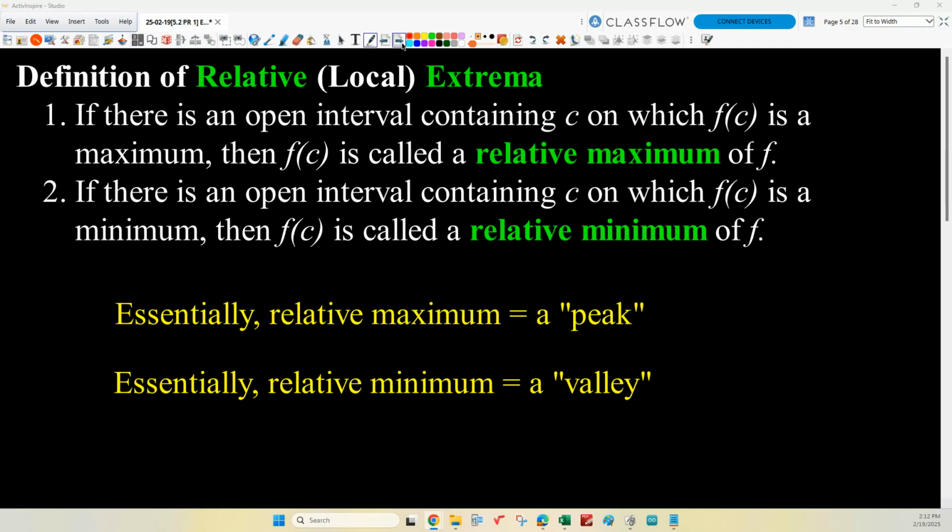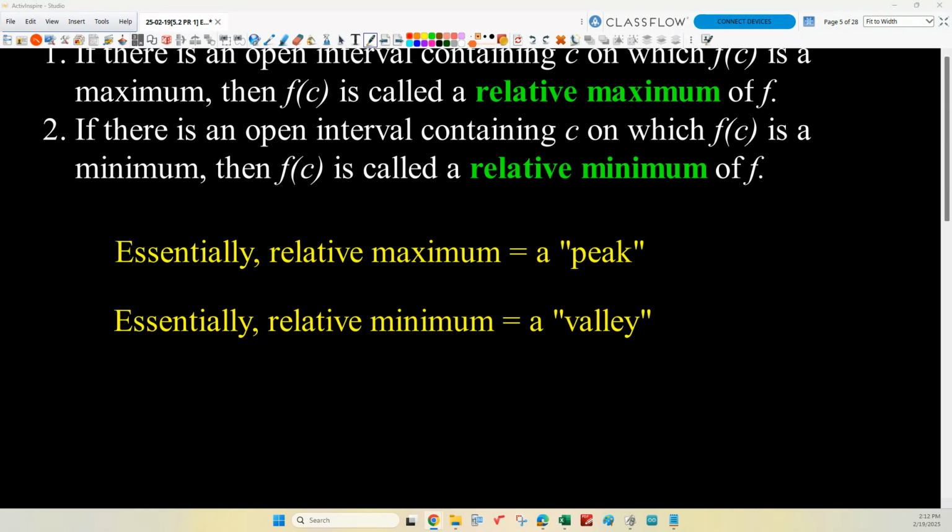again, this just reiterates, just for your notes, essentially a relative maximum is always a peak and a relative minimum is always a valley. Okay, and we already talked about that.